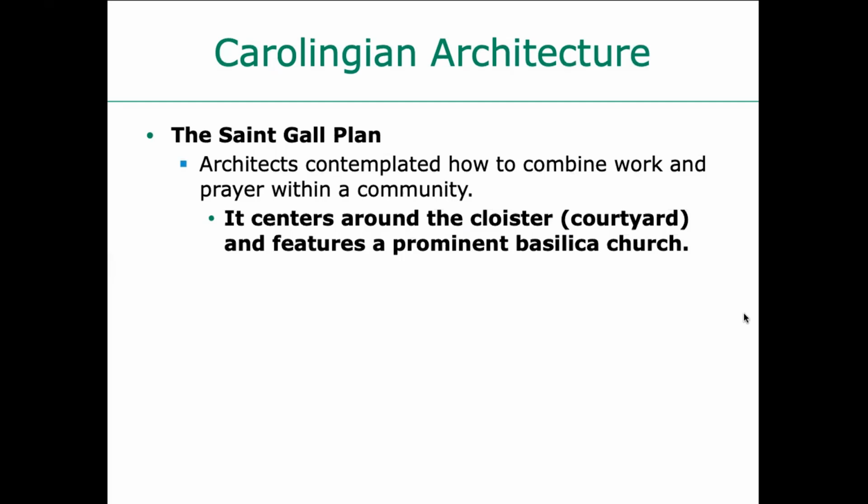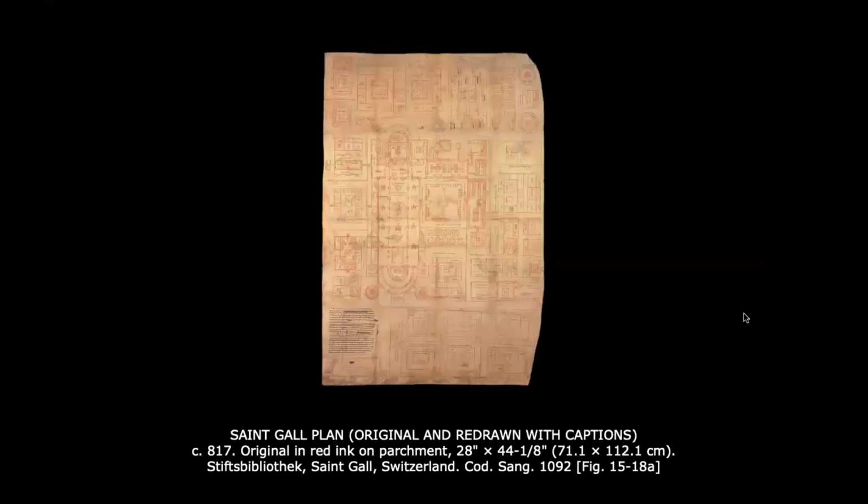The St. Gall plan, architects contemplated how to combine work and prayer within a community. It centers around a cloister, which is a courtyard, and features a prominent basilica church. And so here we have an example of the St. Gall plan.